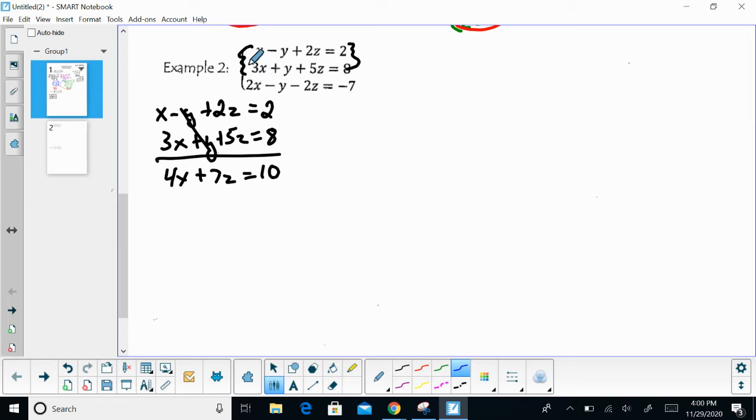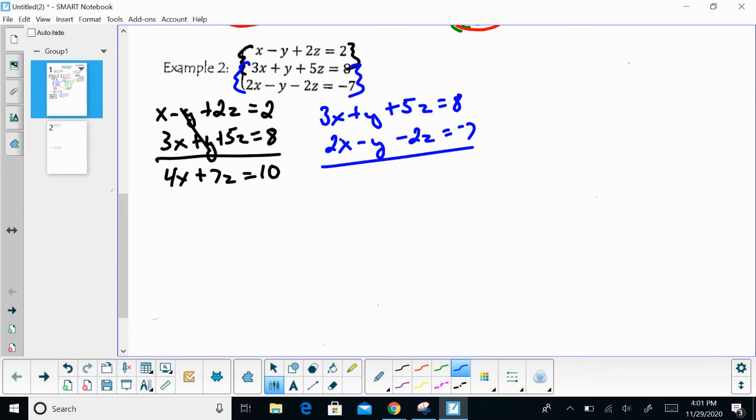Now we'll take our second two equations. My y there also has opposite coefficients, so we're just going to rewrite those. And do elimination. 5x, my y's cancel. 5 minus 2, 3z equals 1.